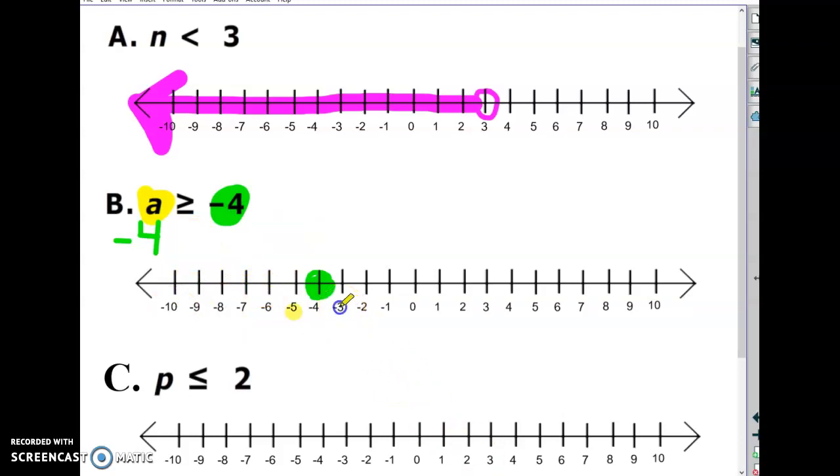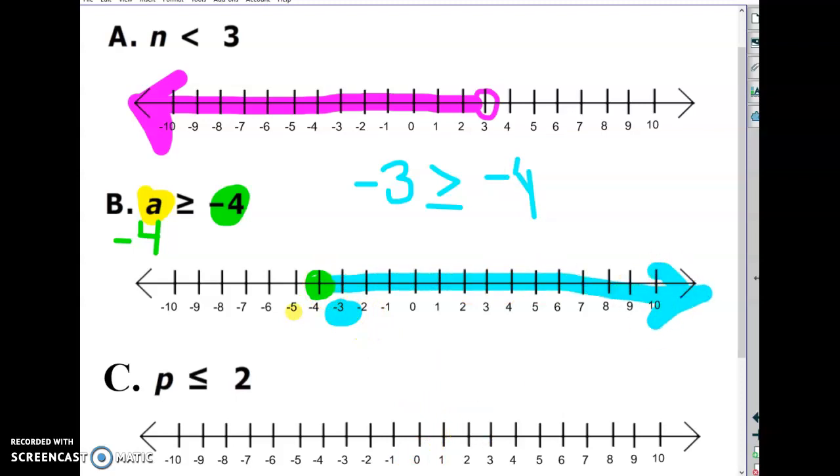I'm now going to try the number to the right. I'm going to try -3, and I'm going to think in my head, is -3 greater than or equal to -4? Yes, it is. So I'm going to shade all of these numbers over here, and I'm going to erase everything else. So this, my friends, is the solution set for a number is greater than or equal to -4.